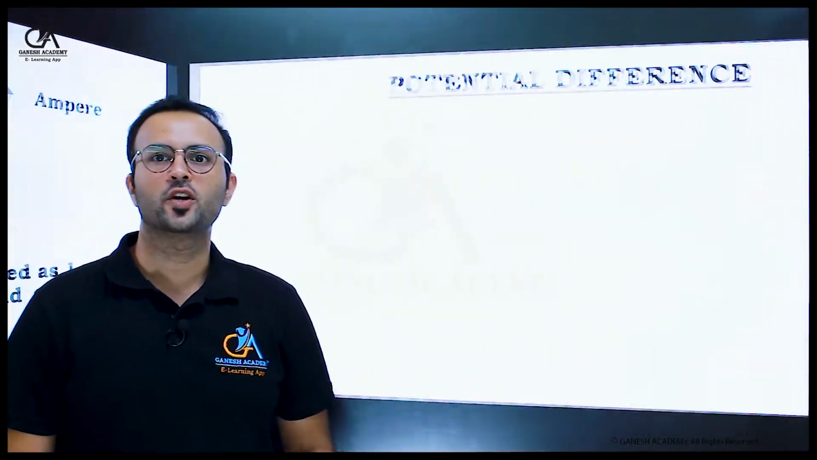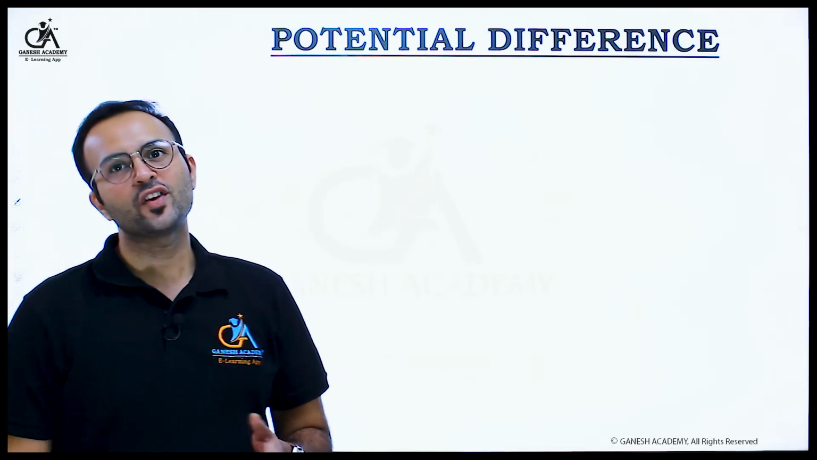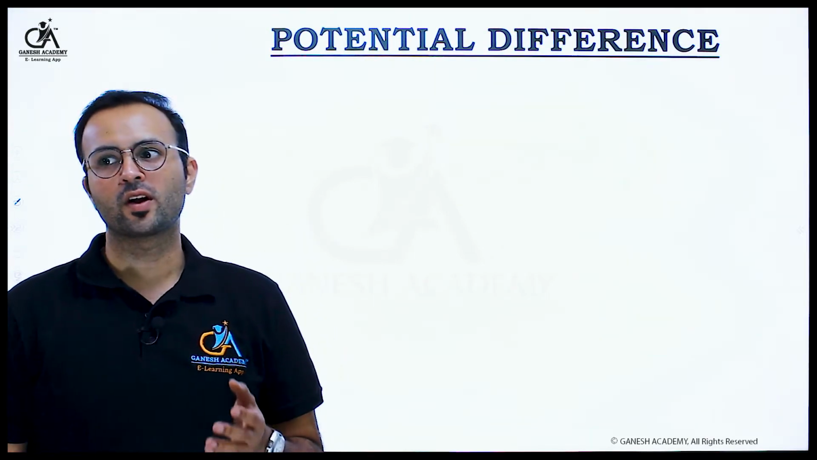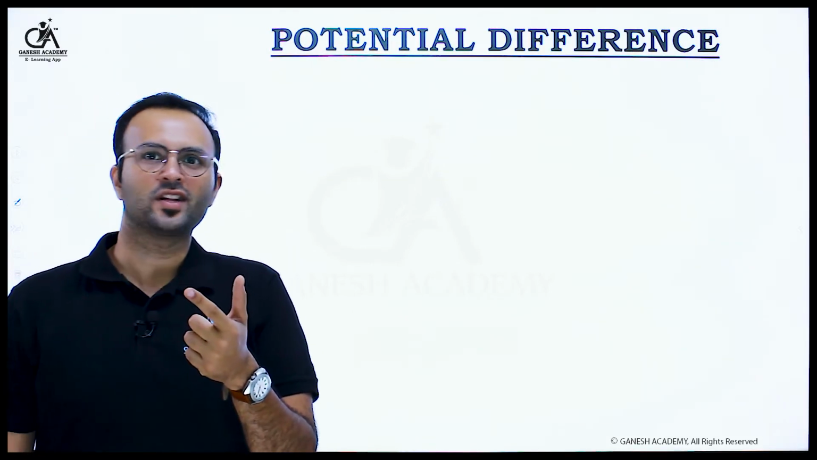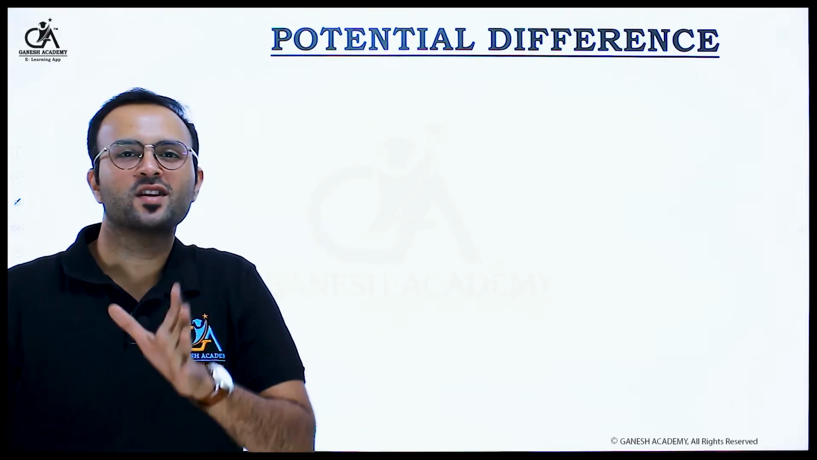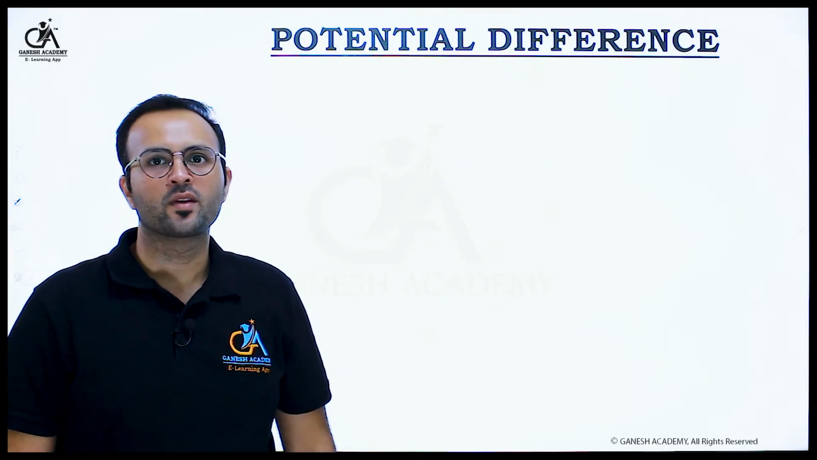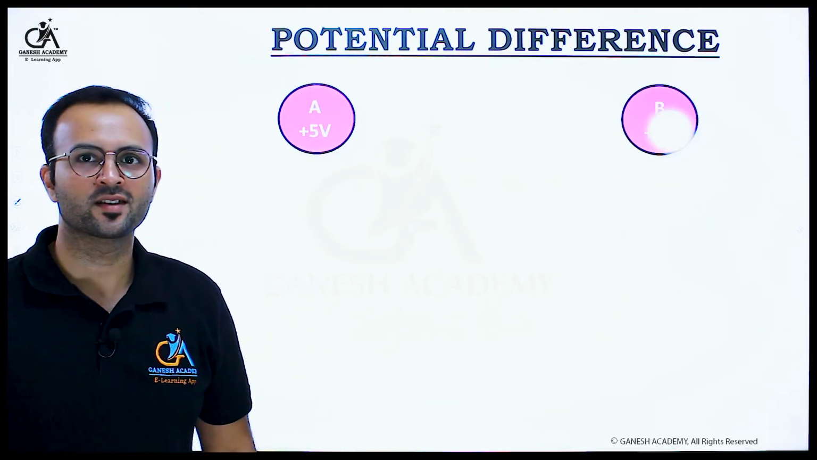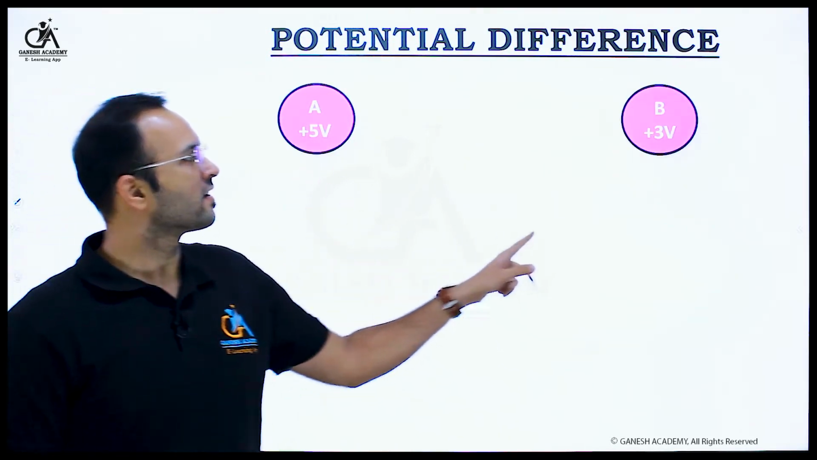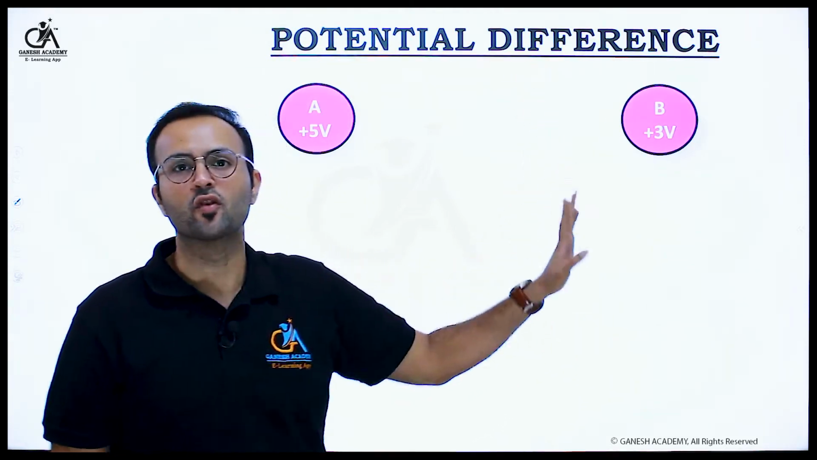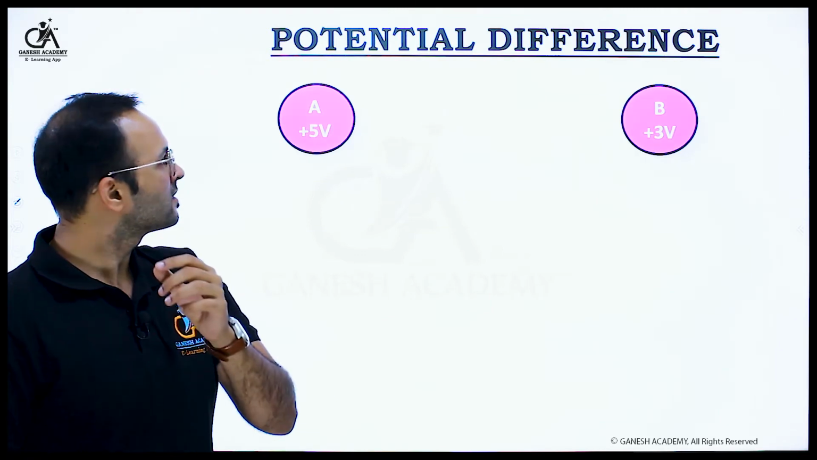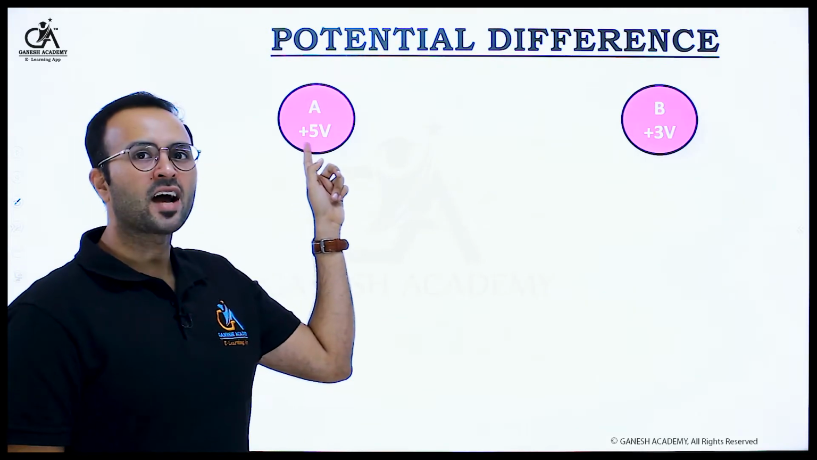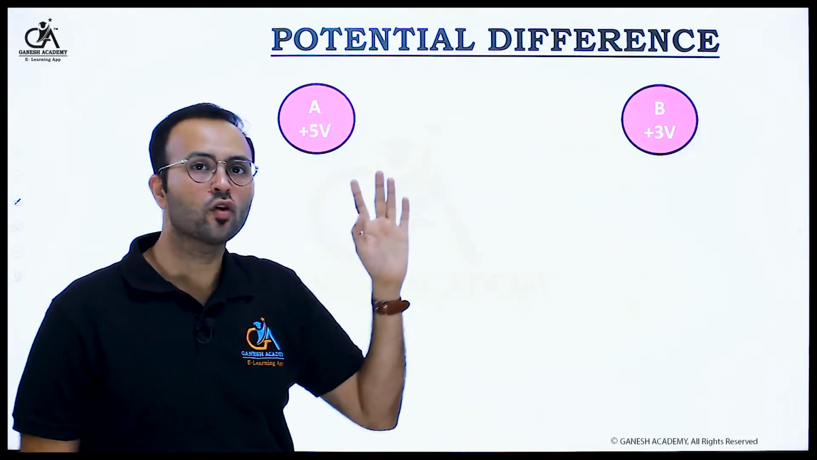Now let's discuss potential difference. When we talk about a potential difference, what exactly is it? We are clear with electric potential, we are clear with electron current. Now let's understand the meaning of potential difference. Let's consider two charged bodies again. A is 5 volt and B is 3 volt. You can clearly see that A has a higher potential and B has a lower potential.